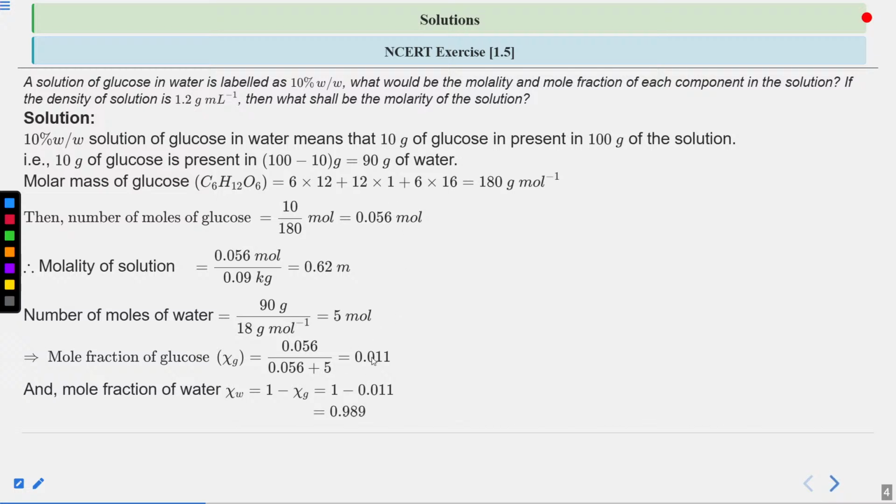So if you just subtract 0.011 from 1, you will get 0.989. So we have calculated two things here: first is molality and second is mole fraction. Now we are interested in molarity, for which we will need the volume. And for volume, we can check this density. So let's see how we can use this density to calculate the volume.